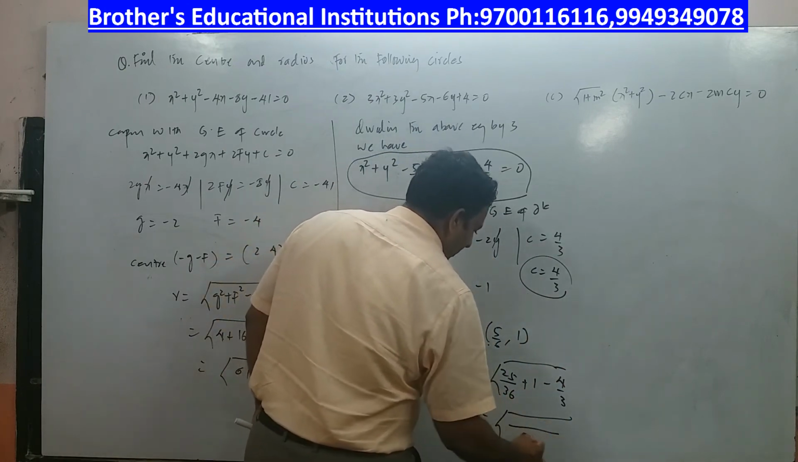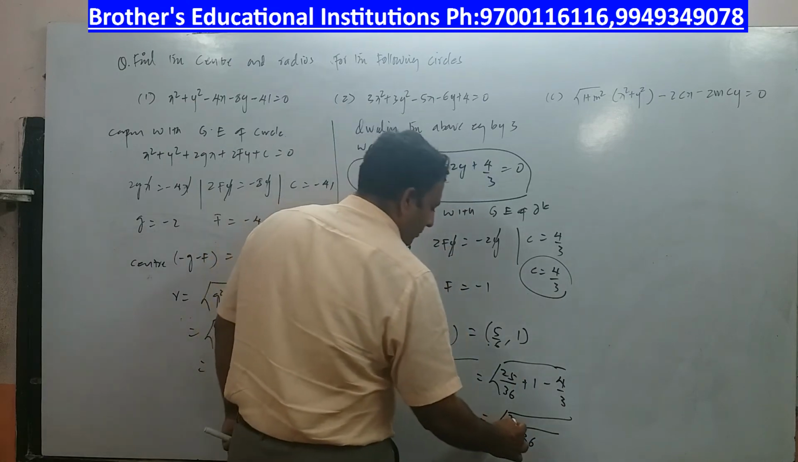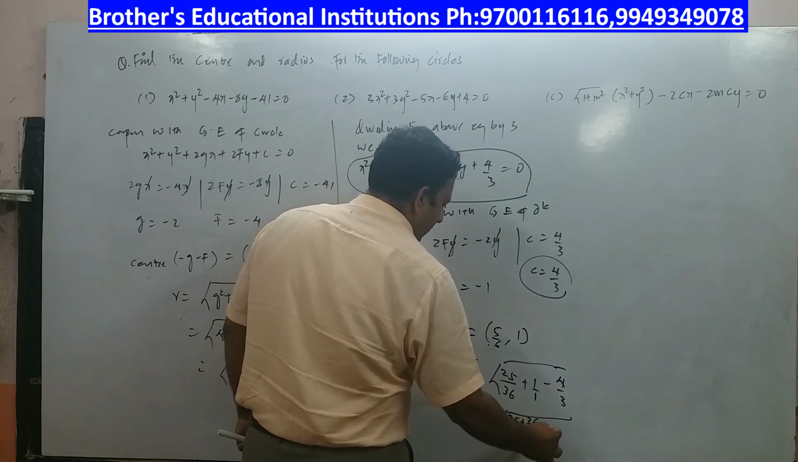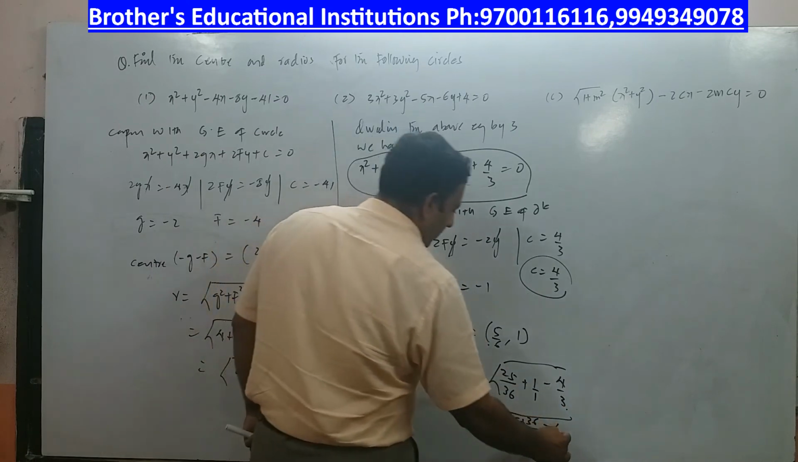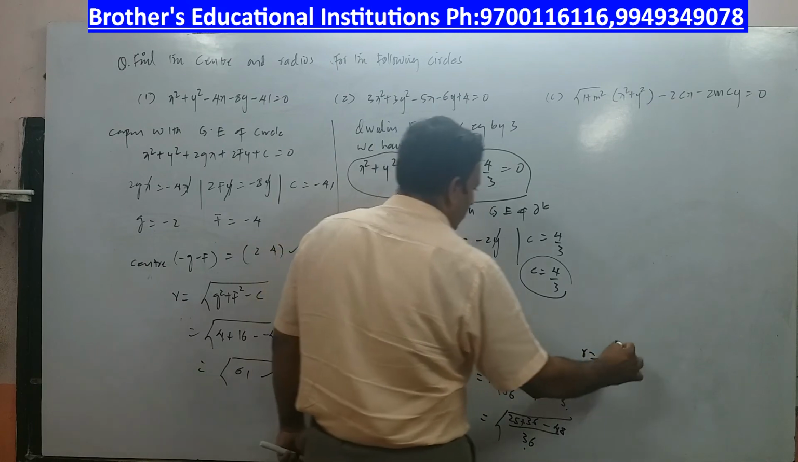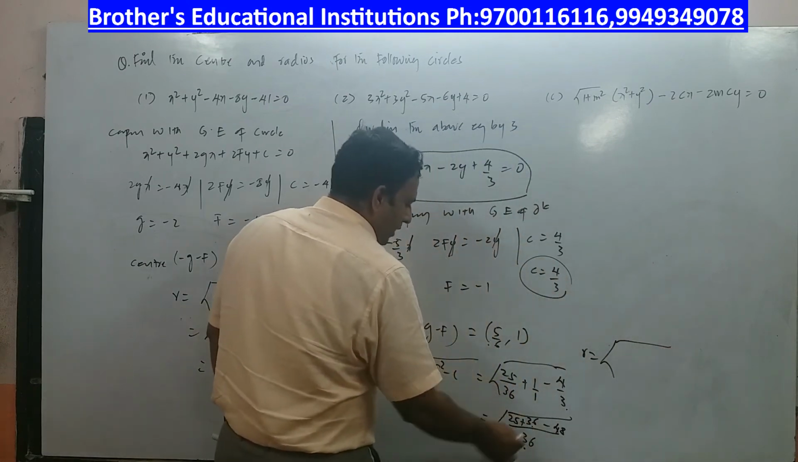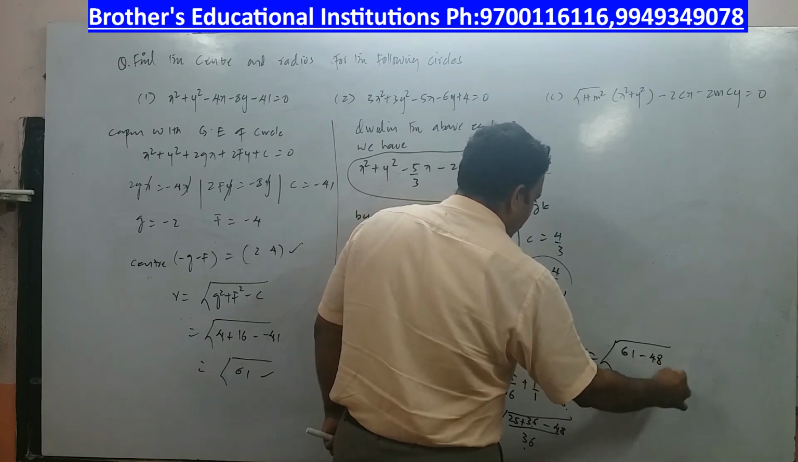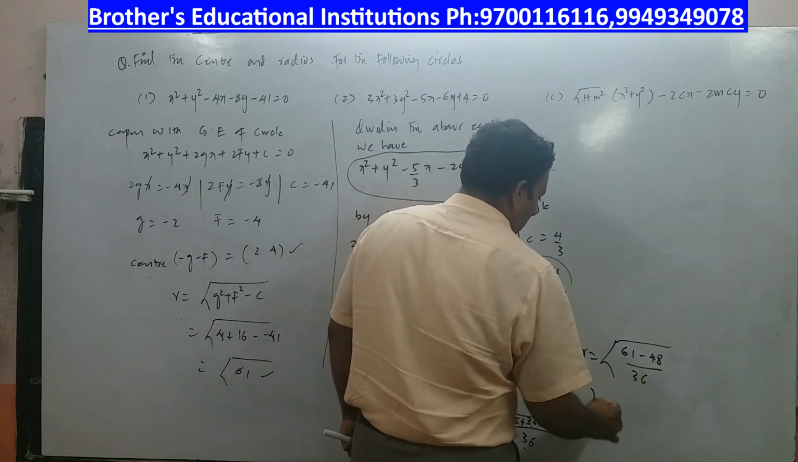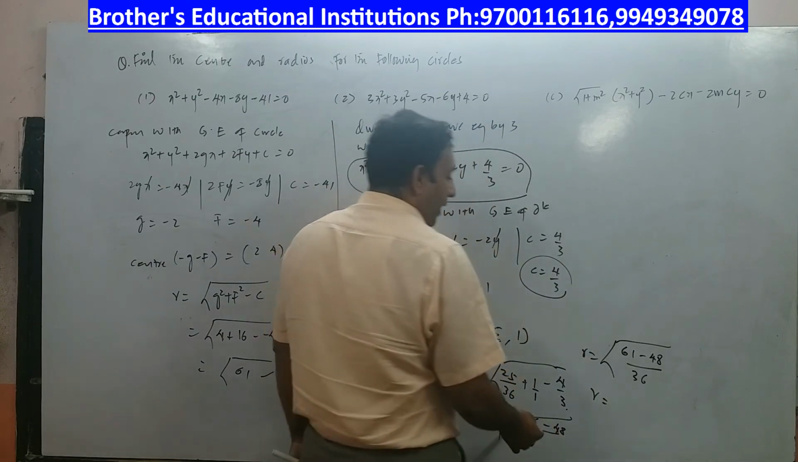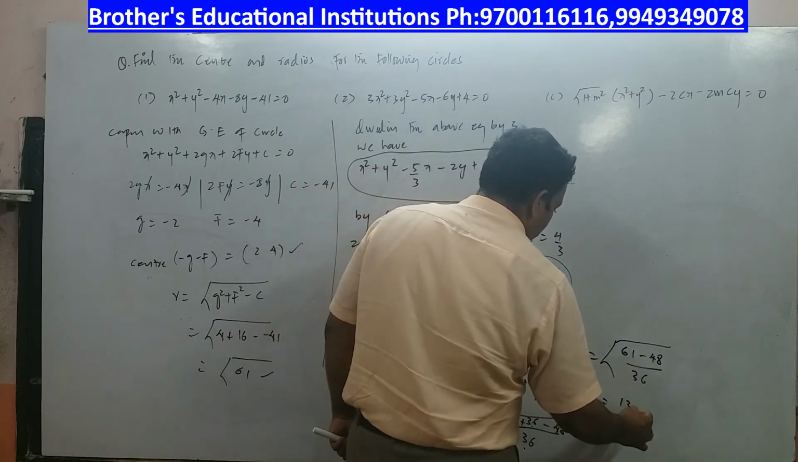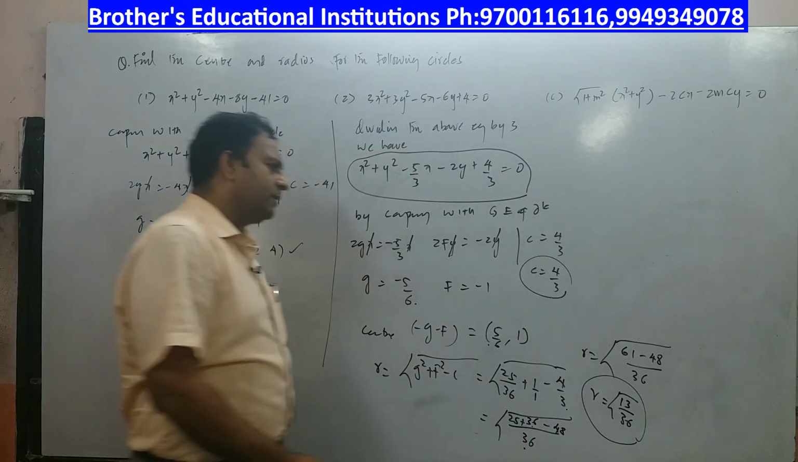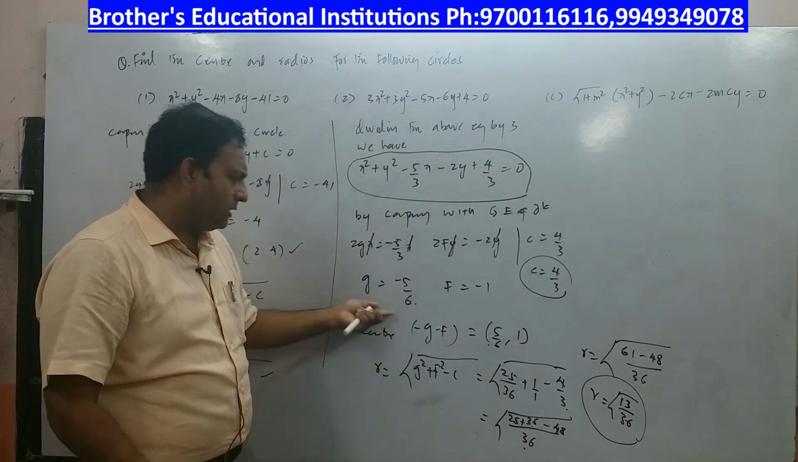Now what is the LCM? LCM is 36. 36 goes 1 time. So it is 25 plus 1, goes 36 times. 36 ones are 36. 3 goes 12 times. 12 fours are 48. So radius is equal to under root of, what is 36 plus 25? 61. It is 61 minus 48 by 36. Now r is equal to, what is 61 minus 48? It is equal to 13 by 36 under root. So this is the radius and this is the center.